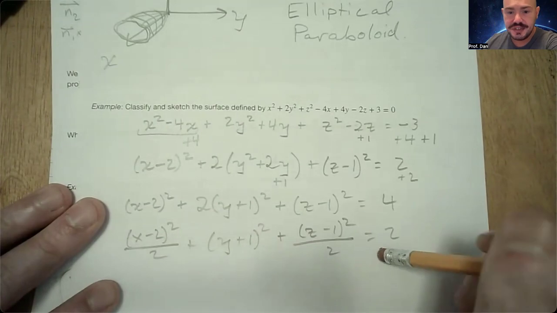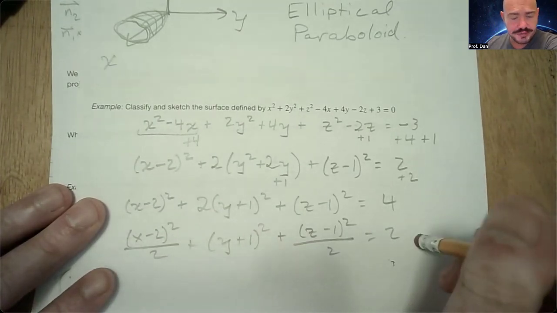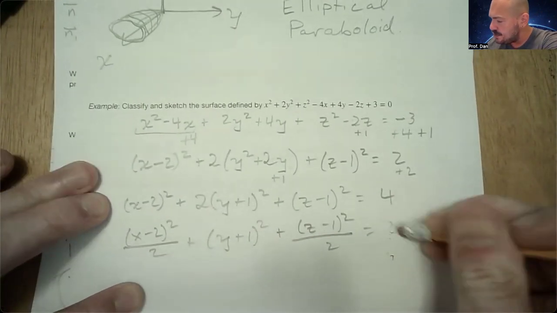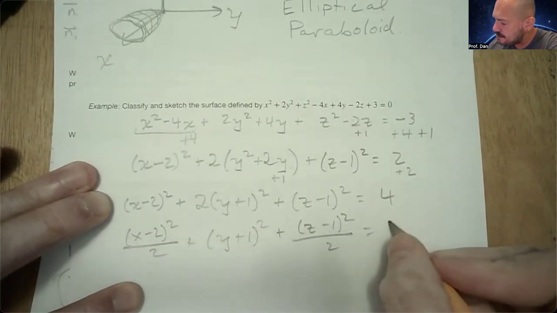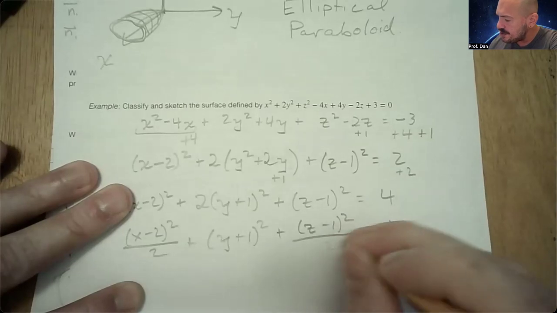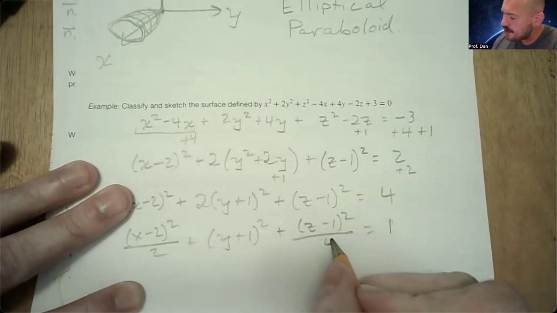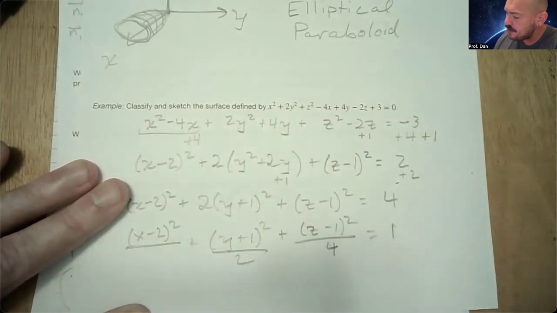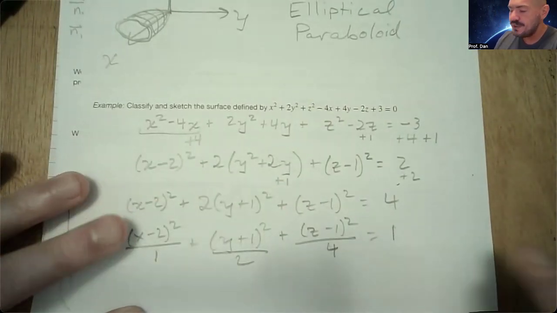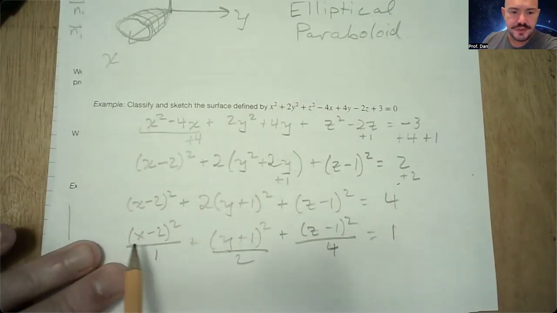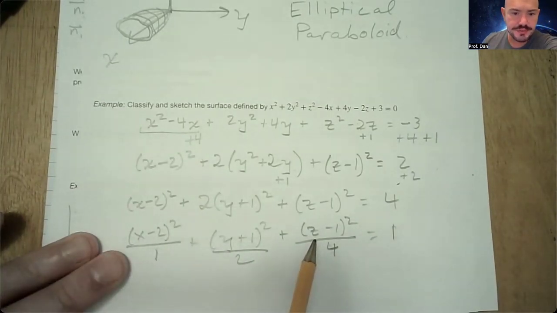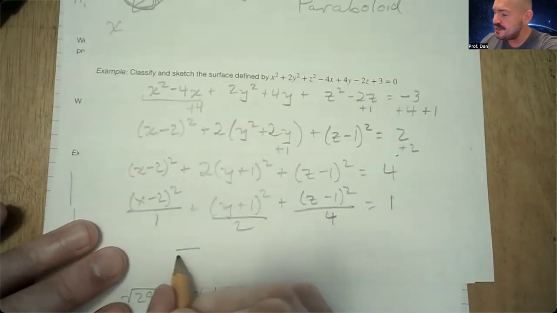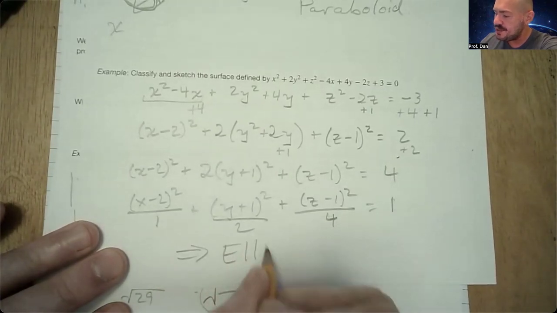Also, to get this in standard form, I need this side to be 1. So we're going to divide everything again by 2. So 2 divided by 2, I get 1. There's already a 2 here, so this will become 4, 2, and 1. Okay, so at this point we have 3 squared variables. They're all the same sign, and we're equal to 1. That tells me that this is an ellipsoid.